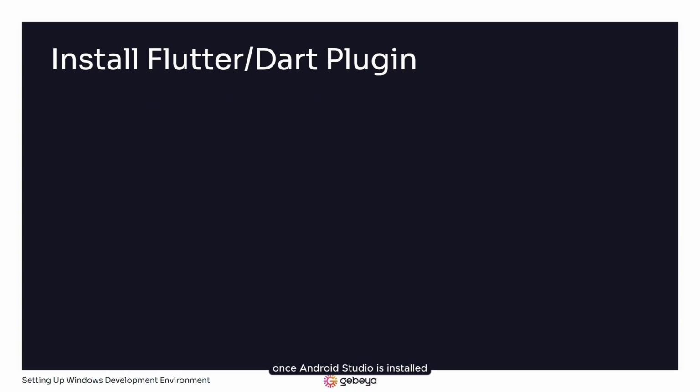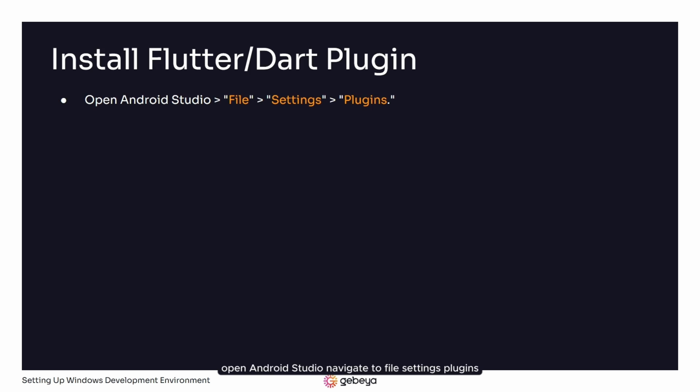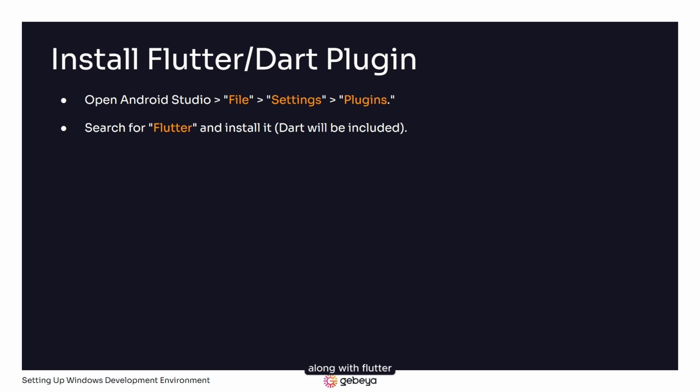Once Android Studio is installed, you need to install the Flutter and Dart plugins to enable Flutter development within the IDE. Open Android Studio, navigate to File, Settings, Plugins. Search for Flutter in the marketplace and install it. The Dart plugin will be installed automatically along with Flutter. After installation, restart Android Studio to apply these changes.